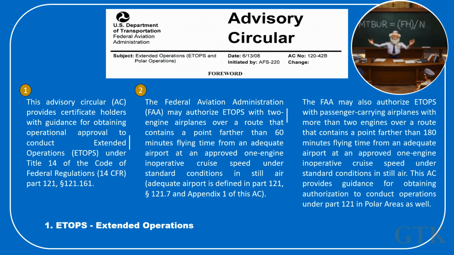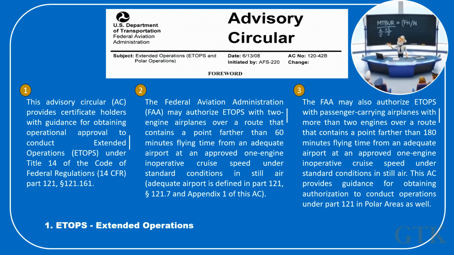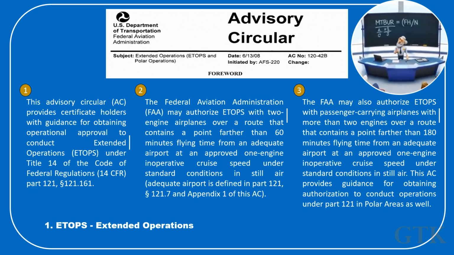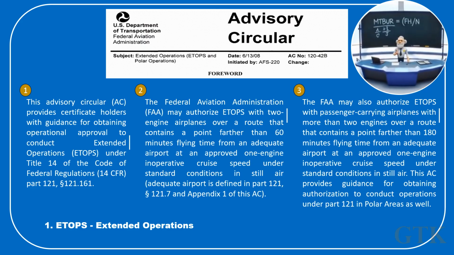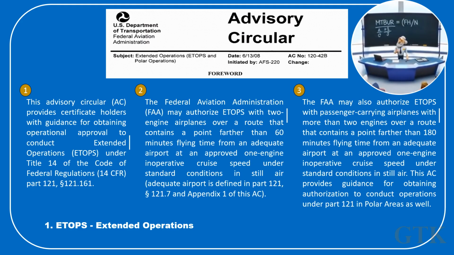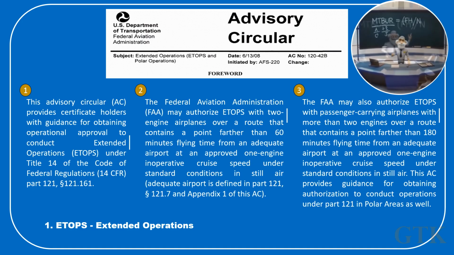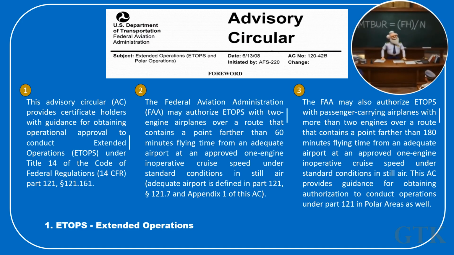The FAA may also authorize ETOPS with passenger-carrying airplanes with more than two engines over a route that contains a point farther than 180 minutes flying time from an adequate airport at an approved one-engine inoperative cruise speed under standard conditions in still air. This AC provides guidance for obtaining authorization to conduct operations under Part 121 in polar areas as well.